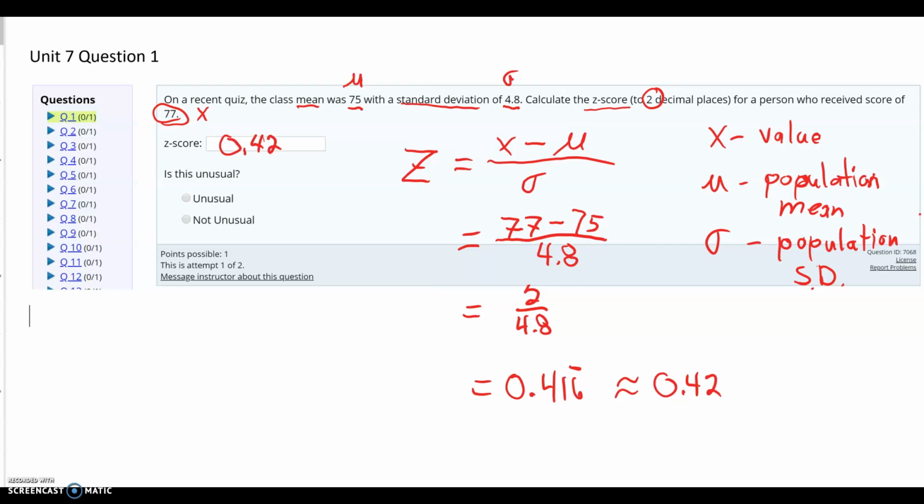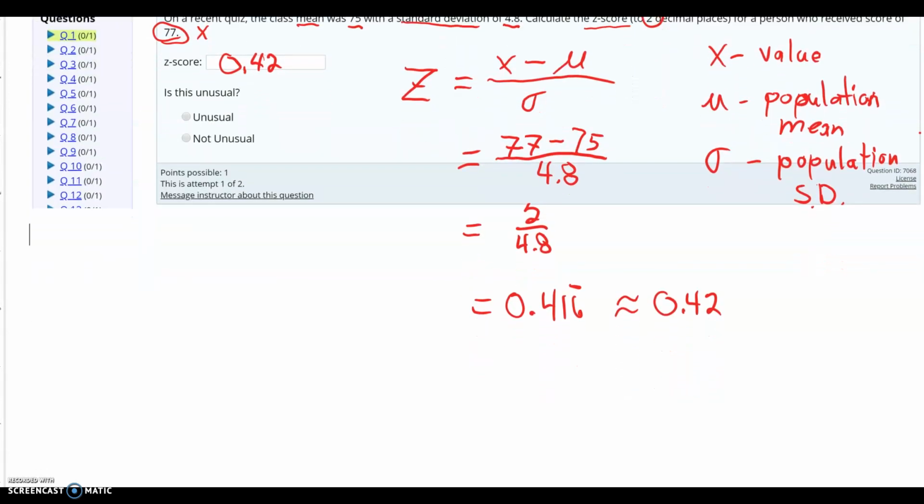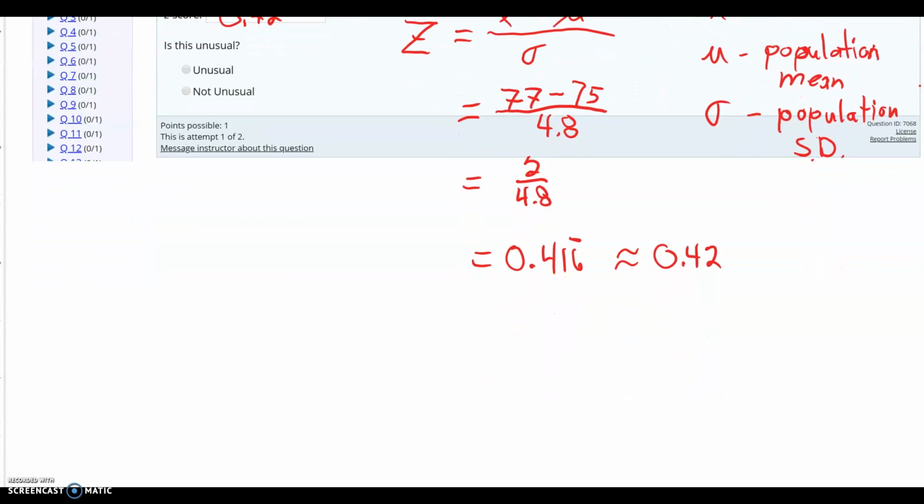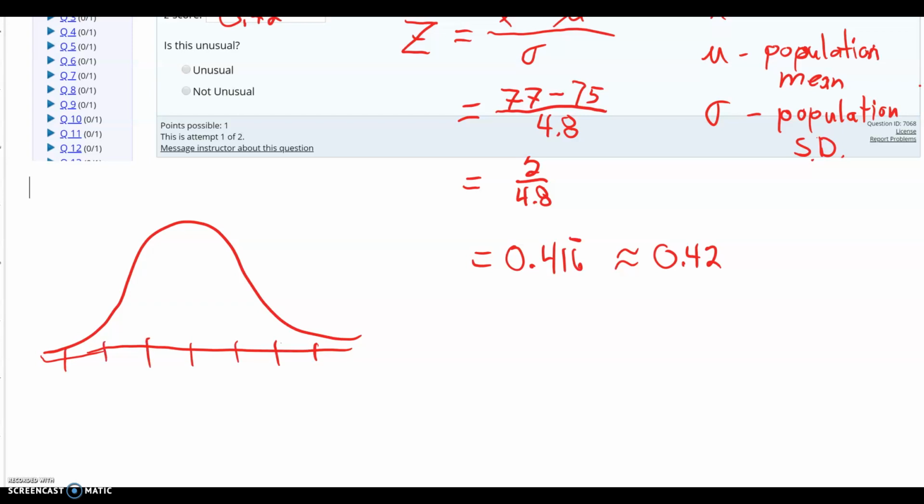All right, now is this unusual? Remember we have our normal curve. So let me see if I can get a little bit more real estate on here. And our normal curve goes like this. Okay, and in the center, this is 0, then 1, 2, 3, and -1, -2, -3.